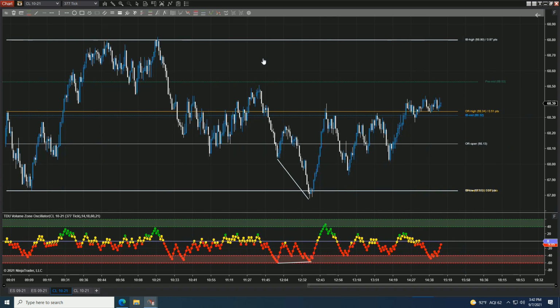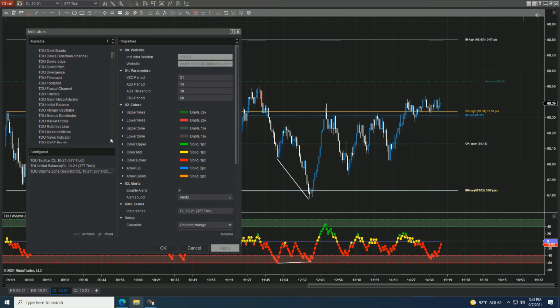Now, before we get into that, let's pause for a second and let's go look at the parameters that are available to you. So stand by and we'll take a look at that. All right, well, now I've opened up the indicator here. You can see the volume zone oscillator here. Now, these are the parameters that you have control over.